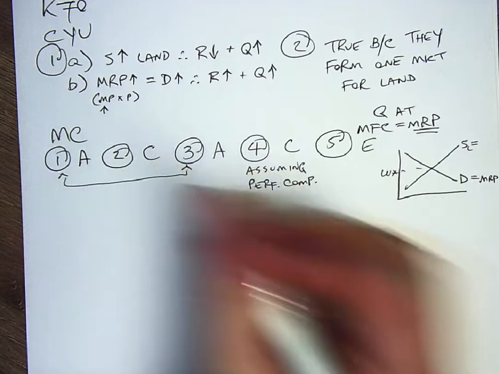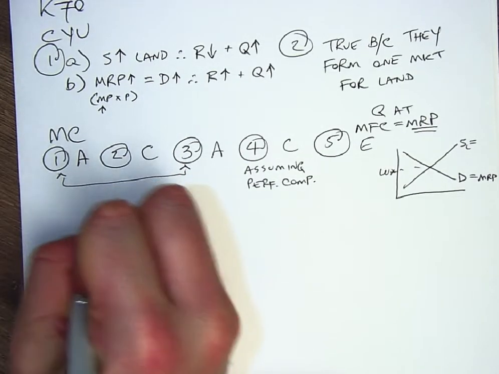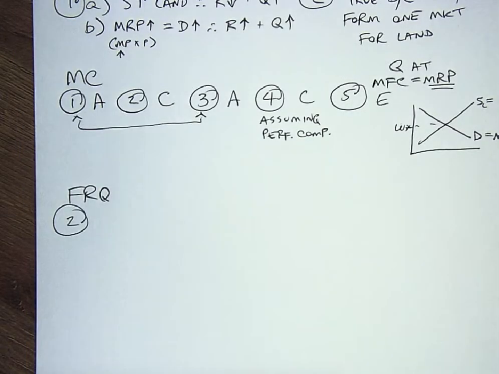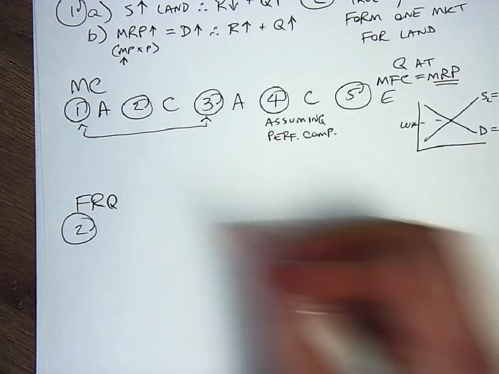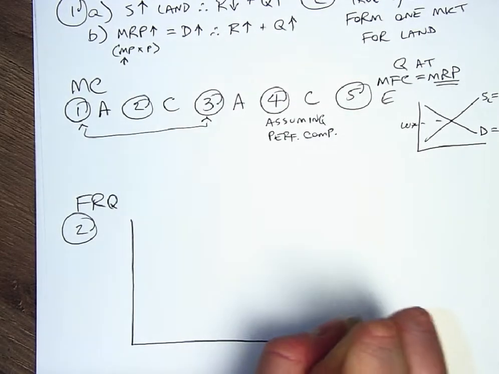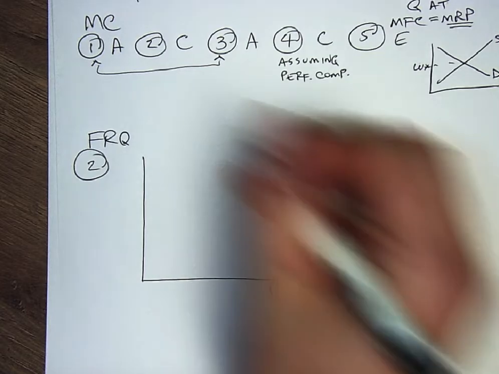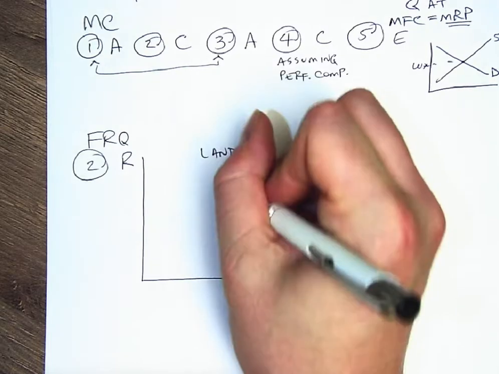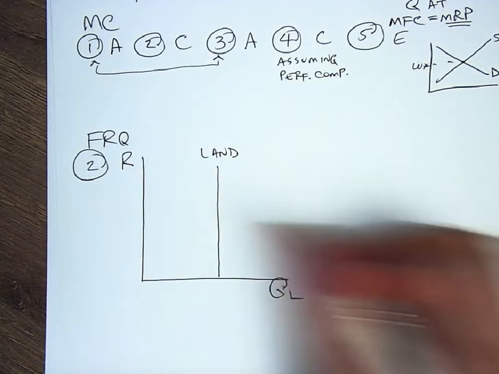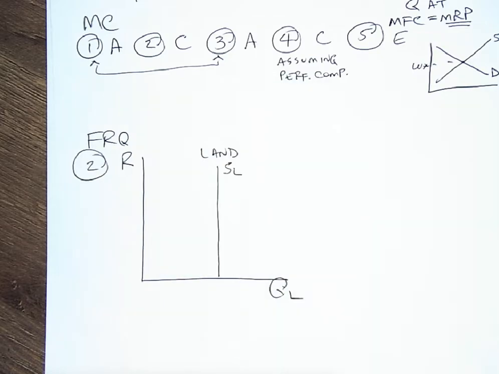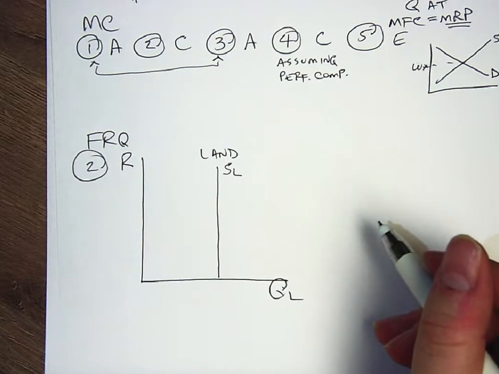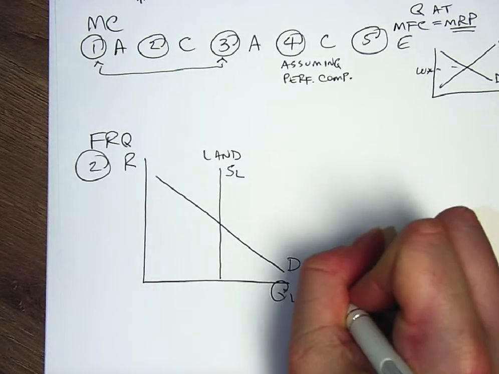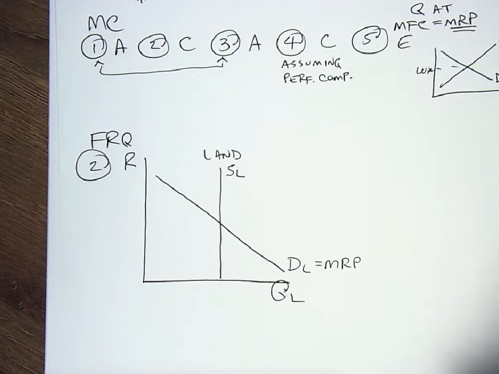Okay. So now on to the free response question. Number 2. Draw a correctly labeled graph for the land market in which land is in fixed supply. Okay. So this is the quantity of land, and the rental rate of land. So we're going to use R. And here we'll have the supply of land, right? And then I guess we also need the MRP, or the demand for land. So that's the MRP of land and the demand for it.